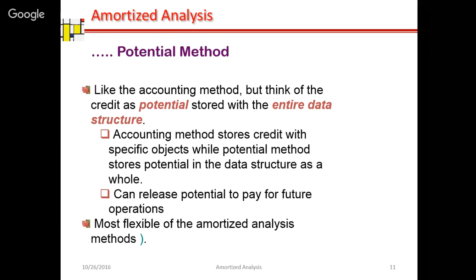The accounting method stores credit with specific objects, while the potential method stores potential in the data structure as a whole. And it can release the potential to pay for future operations. And this is the most flexible amortized analysis method.